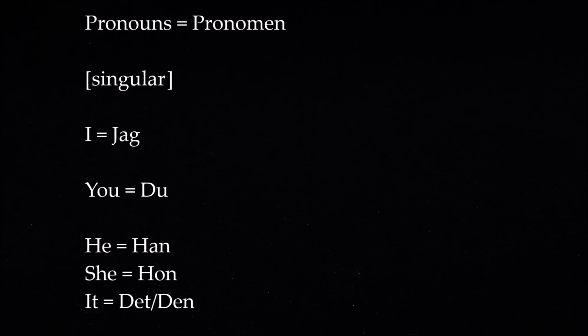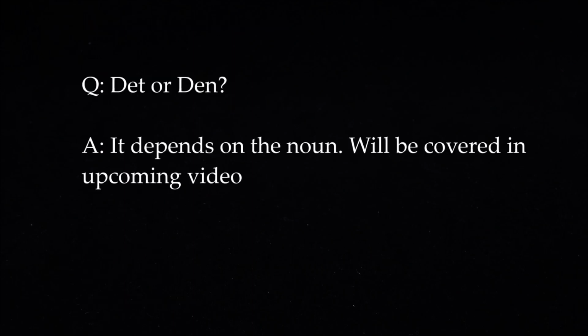Naturally, we're gonna start off with the singular pronouns. So I is jag. You is du. He is han. Then we have she, which is hon. Now it has two possible translations, and they are det, and then also den. Which of the two words to use properly depends on the noun itself, and we'll cover that later on in a video about nouns.